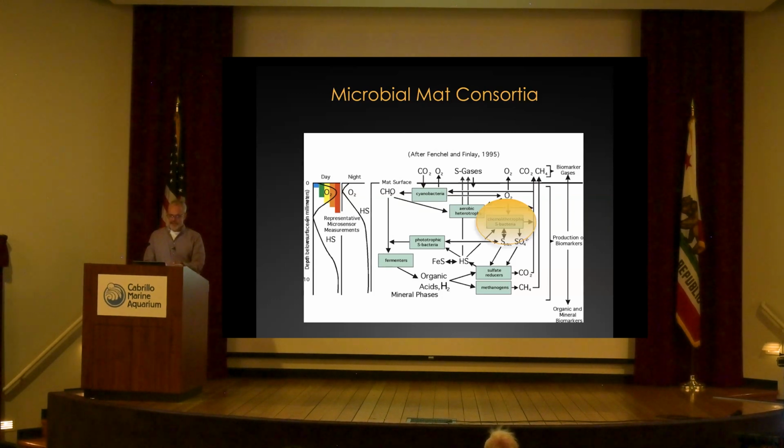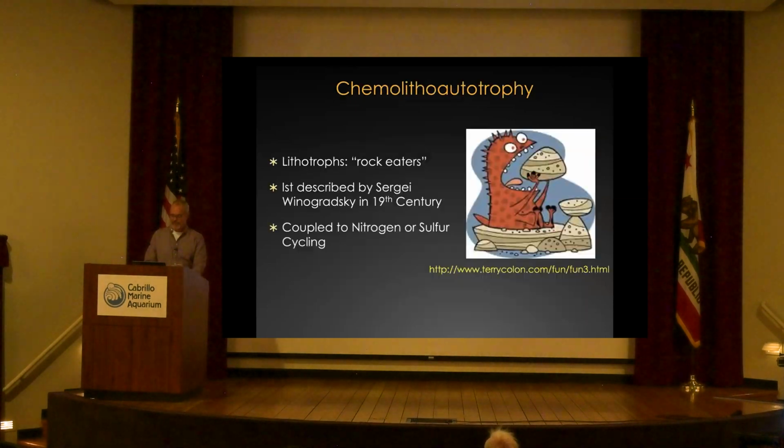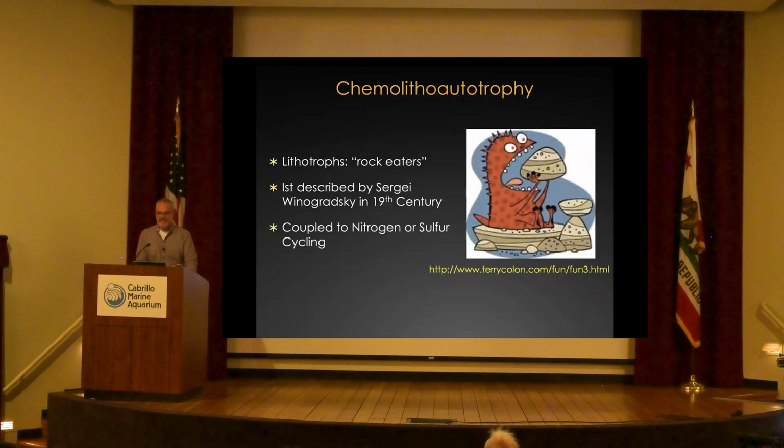I didn't focus on them as much, but there were chemolithotrophic sulfur bacteria in those mats, and I just draw that to your attention because it's going to be relevant to the story here from our local sulfur mats. So these are chemolithoautotrophs. And what that literally means is they're rock eaters.